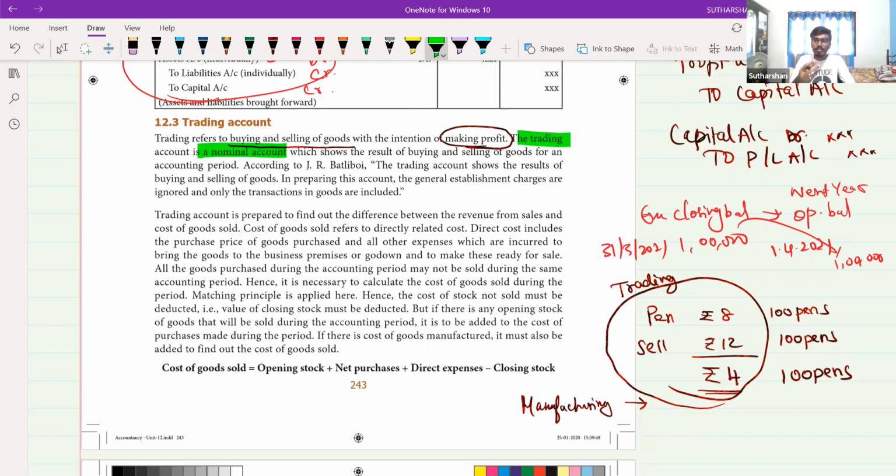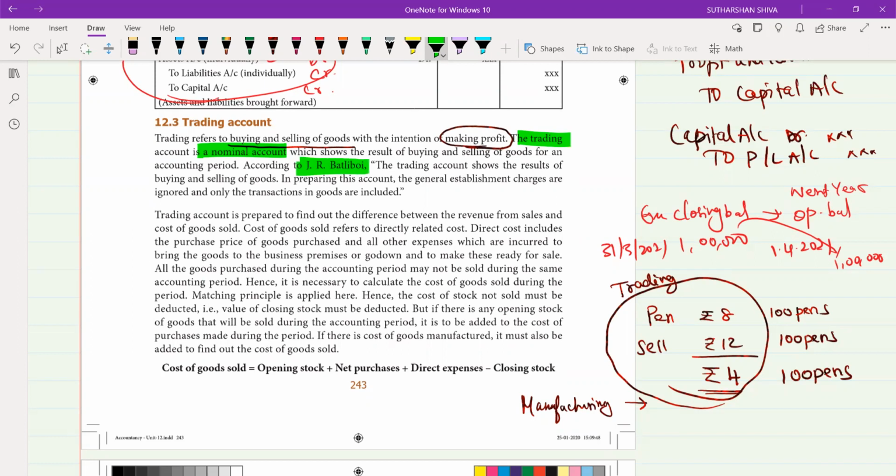Nominal account: debit all expenses and losses, credit all income and gains. According to J.R. Batliboi, the trading account shows the result of buying and selling of goods. Next, in preparing this account, the general establishment charges are ignored and only the transactions in goods are included.